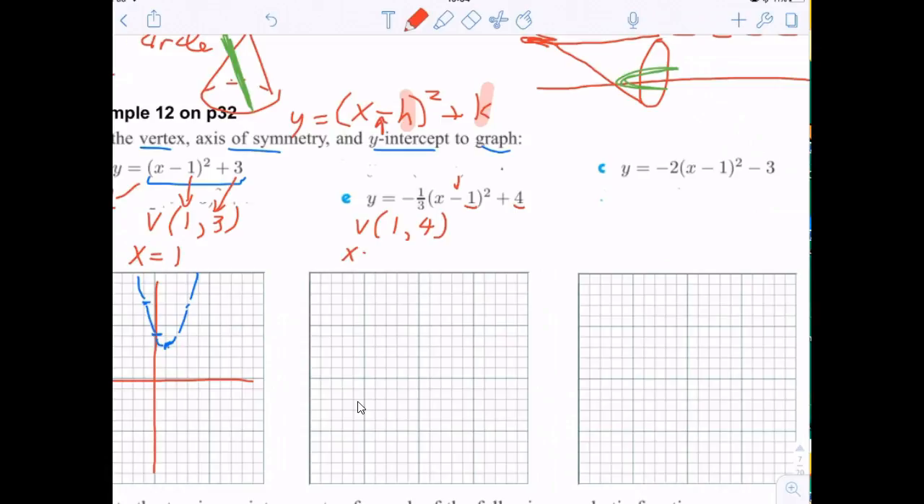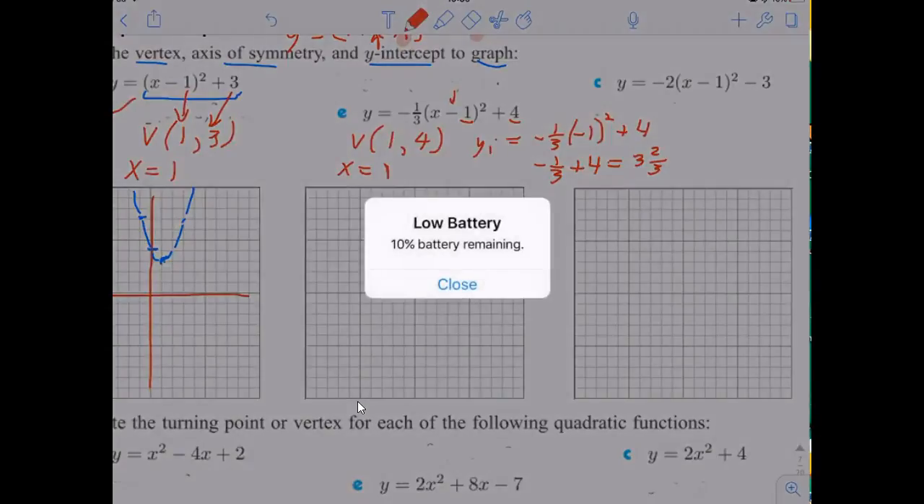Now I know that the axis of symmetry is x equals 1. And last of all, I know that the y-intercept, if I plug in x equals 0, is going to come out. So the y-intercept is going to be negative 1/3 times negative 1 squared plus 4. Negative 1 squared is 1. Negative 1/3 times 1 is negative 1/3 plus 4 equals 3 and 2/3. Normally we don't like to use mixed fractions in advanced math, but for graphing sometimes it's nice.